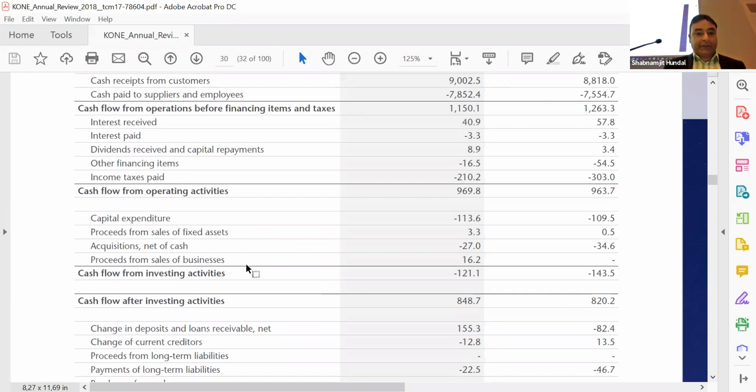So proceeds from sale of business. Oh, that's even more dangerous. You have sold some business. That is why all the cash is not good. You can have more cash by selling your business. I can imagine that maybe this business is not even wanted by Kone. Maybe it's a burdensome business.